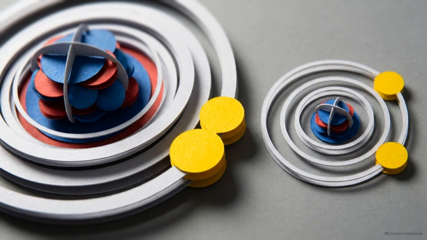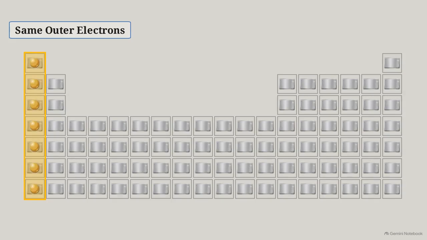This explains the uneven shape of the table. Because a new row only starts when a floor is completely full, the table ends up with gaps and jumps. This structure keeps elements with the same number of outer electrons perfectly aligned in those vertical columns.